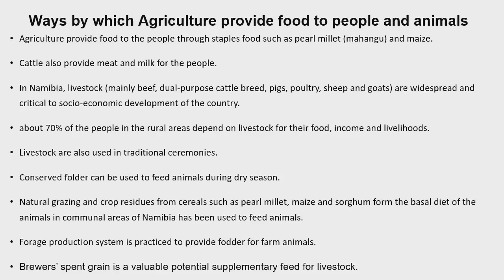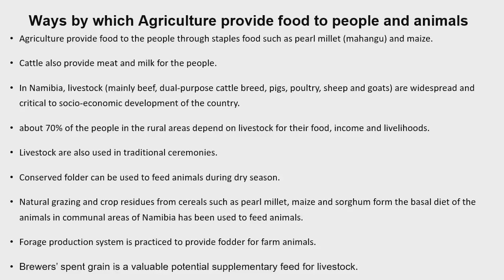To the animals, mahangu can be provided in the form of flour, and the crop fodders can be used as animal feeds. Cattle also provide meat and milk for the people. In Namibia, livestock, mainly beef or dual-purpose cattle breeds, pigs, poultry, sheep and goats, are widespread and critical to the socio-economic development of the country.